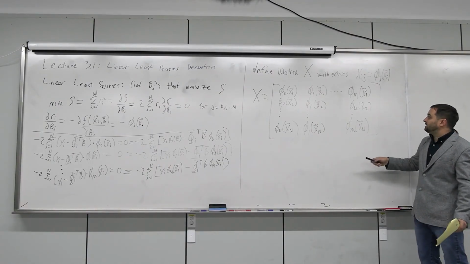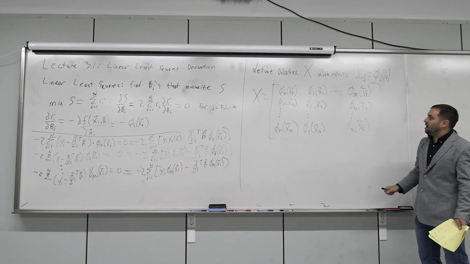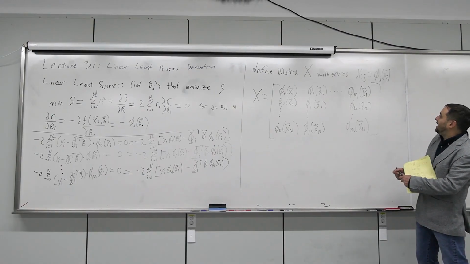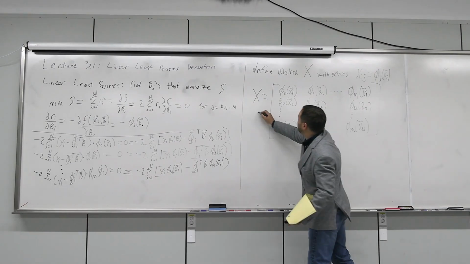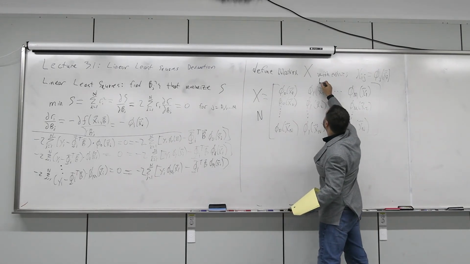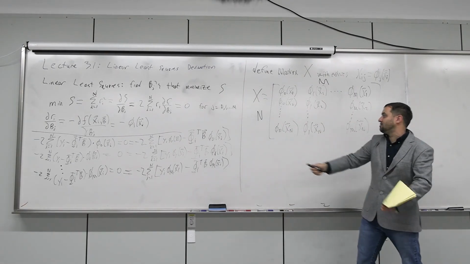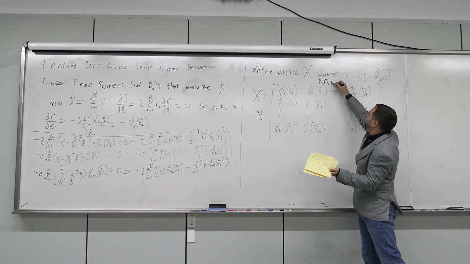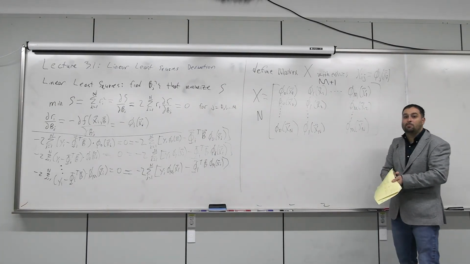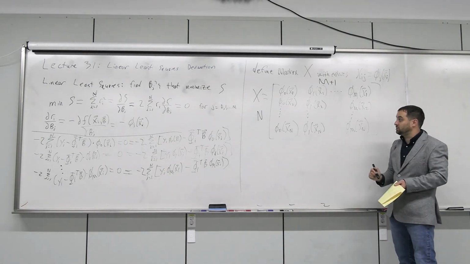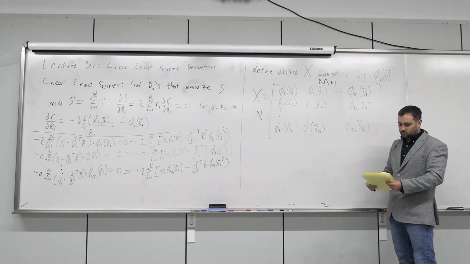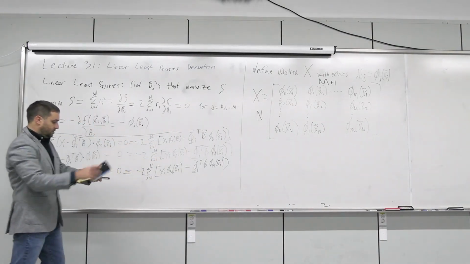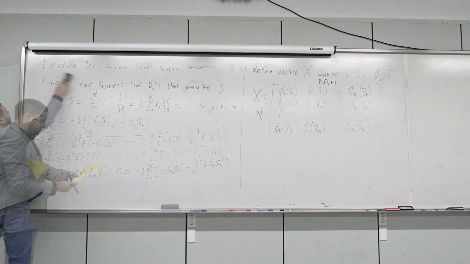And so here you can see this is our X matrix. It's an n by m plus 1 matrix. So n is our number of data points, and m plus 1 is the number of our fitting coefficients. And so I'll give you a minute to write that down, and I'm going to erase the board here.